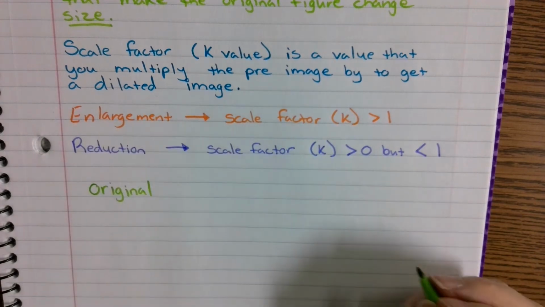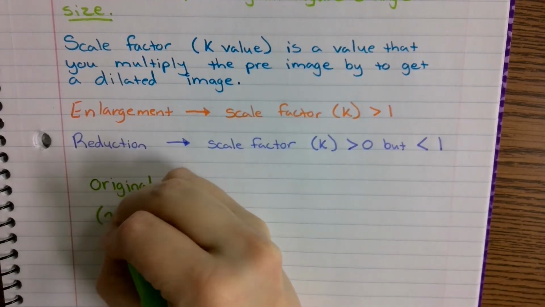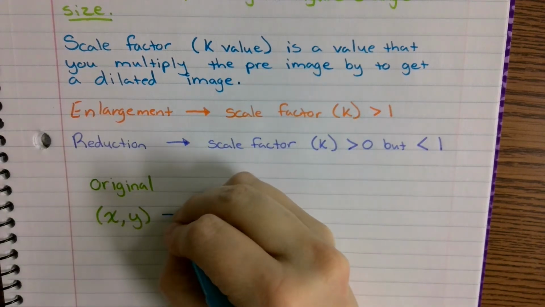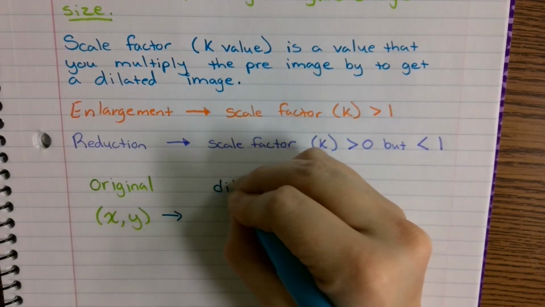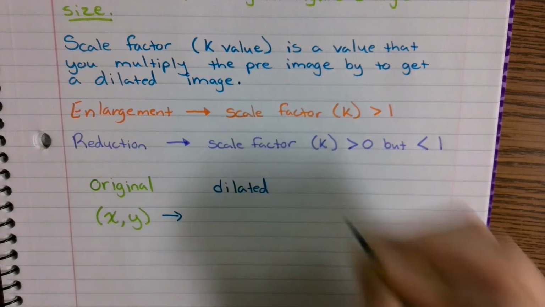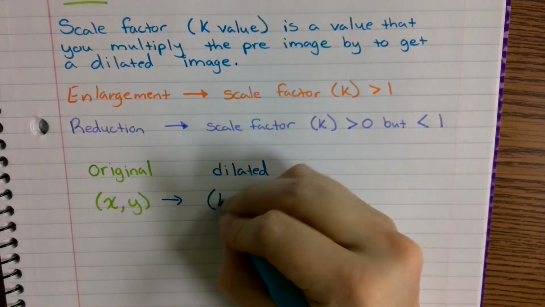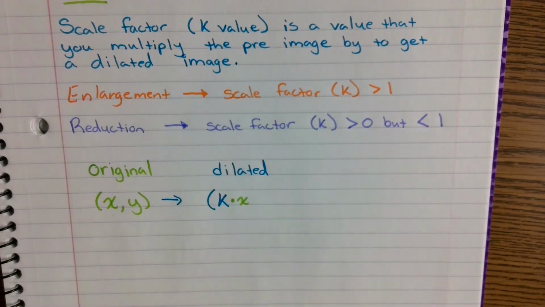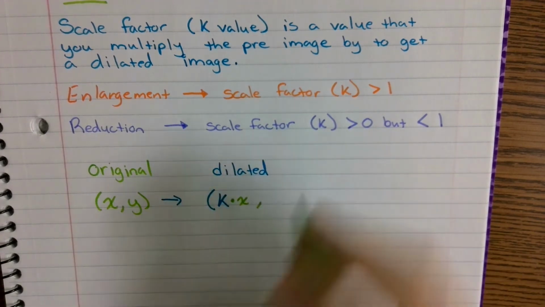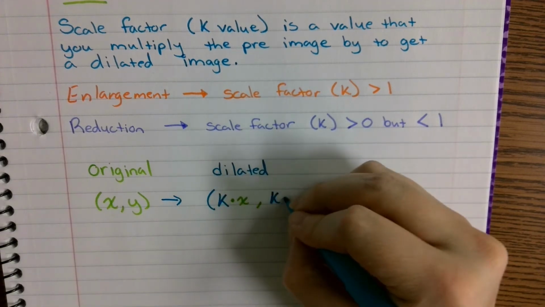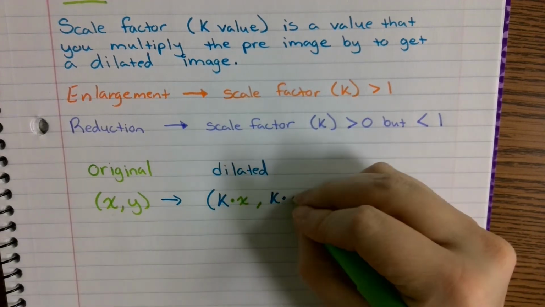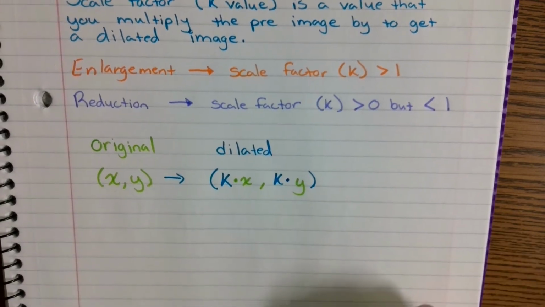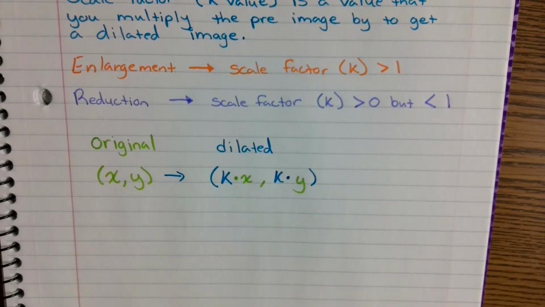We're going to take our original coordinate, which is just x, y. And then when we do the dilation, when it becomes dilated, you're going to multiply the x by k, and then you're going to multiply your y by k. And there becomes your dilated point.